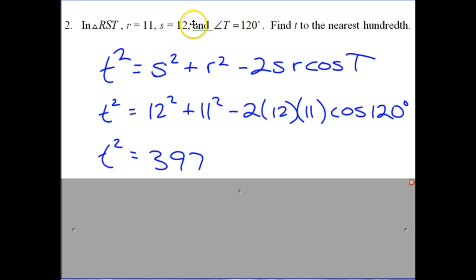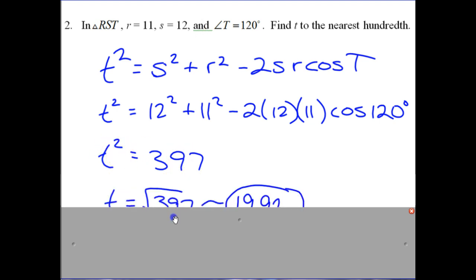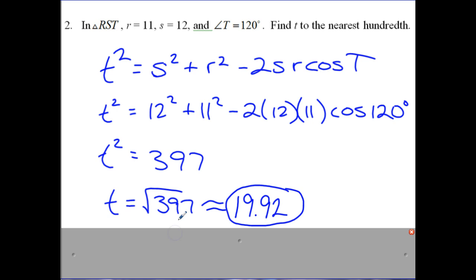Obviously we couldn't have a side 397 with other sides 11 and 12. So of course there's one more step. We have to square root 397 in order to solve for t. Well, that's easy enough. Put that in your calculator and you got 19.92. At this point we should ask ourselves, is that a reasonable side length for this triangle? Well, angle T was the 120 degrees. That's the obtuse angle. We would expect the side across from it, side T, to be the largest side. So that does make sense, 19.92.